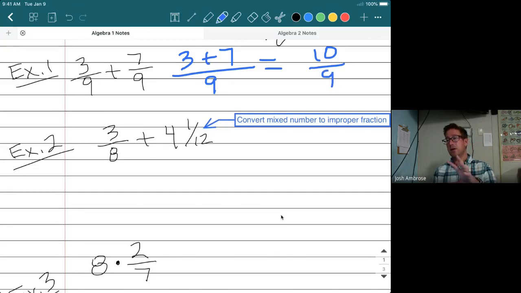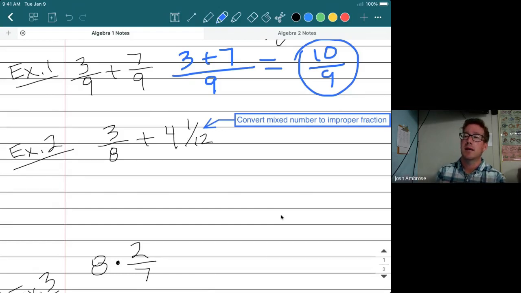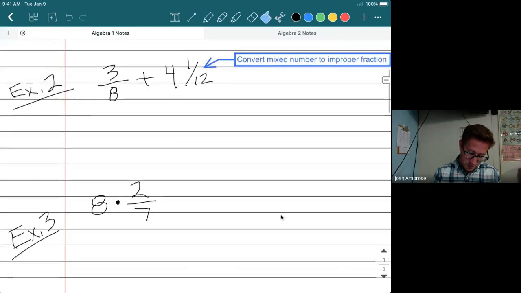Something I really want you guys to start doing, if you haven't already, is it's okay to leave your answer as an improper fraction. In other words, what I'm saying here is that this can stay as your answer, 10 over 9. I really don't want you guys to convert your answers back to mixed numbers. Let's try to phase that out completely and leave them as improper fractions. Okay, let's jump into example 2.